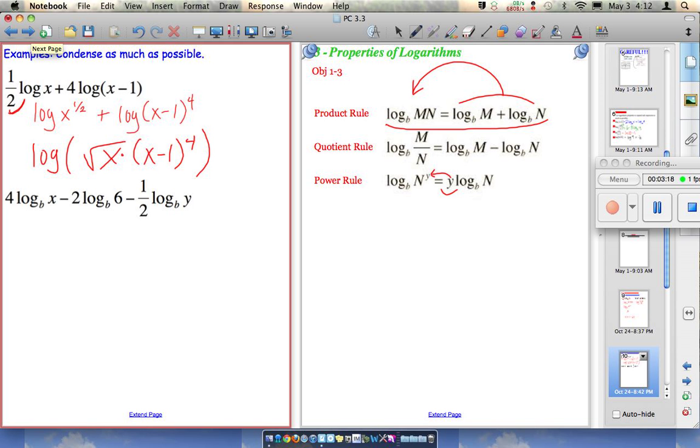So let's take a look at this next one. We have a lot of subtraction, but we also have, everyone seems to have a coefficient here. So let's bring the coefficients in and change it to log base b of x to the 4th by raising it using the power rule, minus log base b of 6 squared, minus log base b of the square root of y.